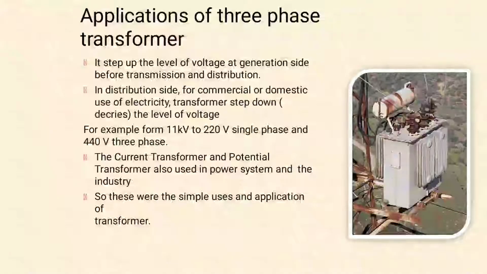What are the applications of a three-phase transformer? It steps up the level of voltage at the generation side before transmission and distribution. On the distribution side, for commercial or domestic use, it steps down the voltage, for example from 11 kV to 220 volt single phase and 440 volt three phase. The current transformer and potential transformer are also used in power systems in industry. So these are very simple uses or applications of the transformer.